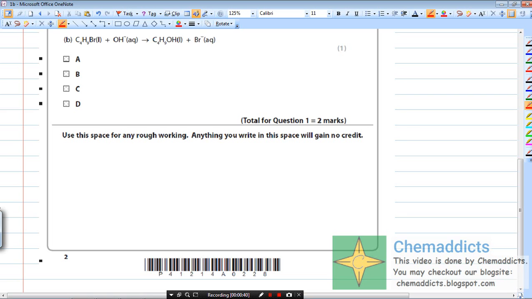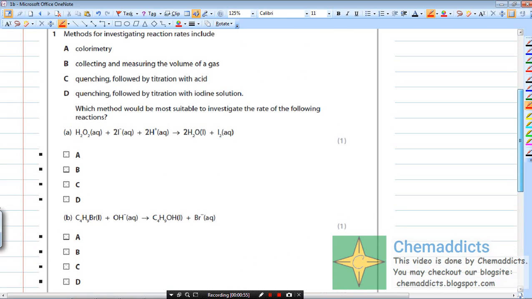Here we're going to choose the suitable method for investigating the rate of this reaction. Methods for investigating reaction rates include: option A is colorimetry, option B is collecting and measuring the volume of a gas, option C is the quenching method followed by titration with acid, and option D is quenching followed by titration with iodine solution. The question asks which method would be the most suitable to investigate the rate of the reaction.